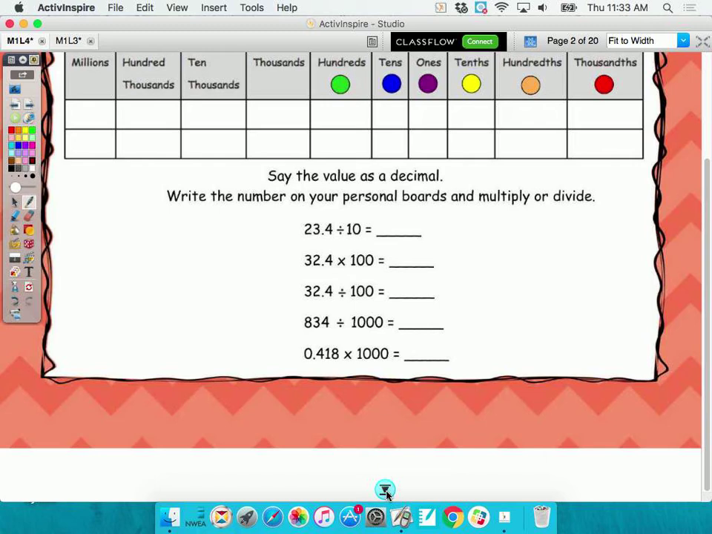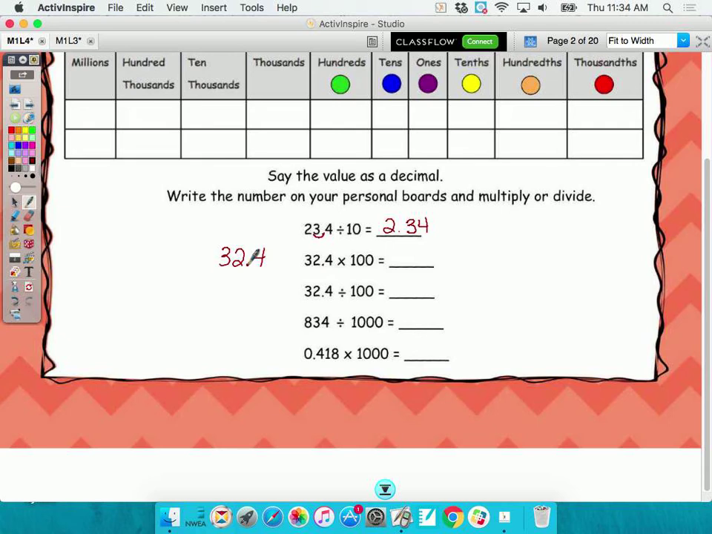All right, 23 and 4/10 divided by 10. Okay, move the decimal to the left one place value. The quotient is 2 and 34 hundredths. Okay, 32 and 4/10 times 100. Move the decimal 2 times to the right.